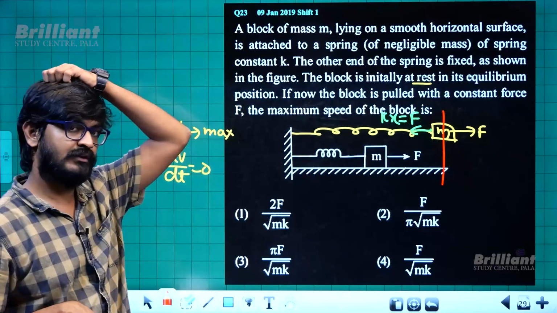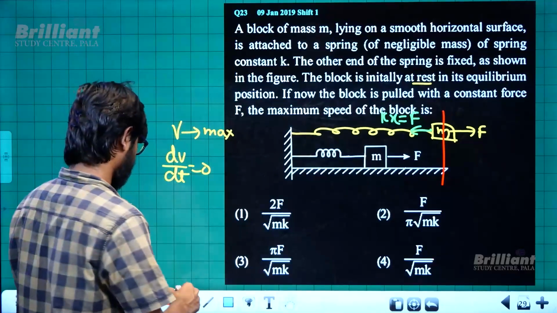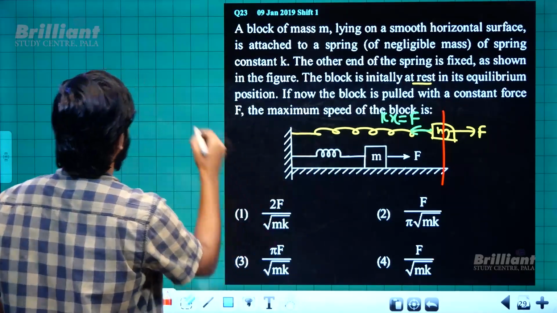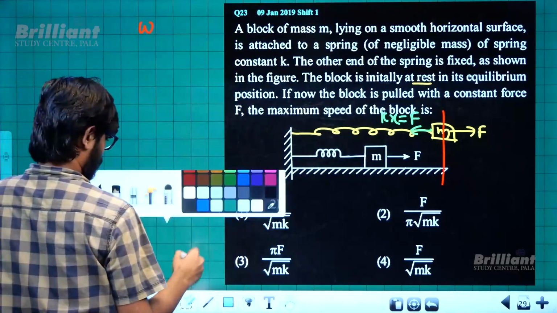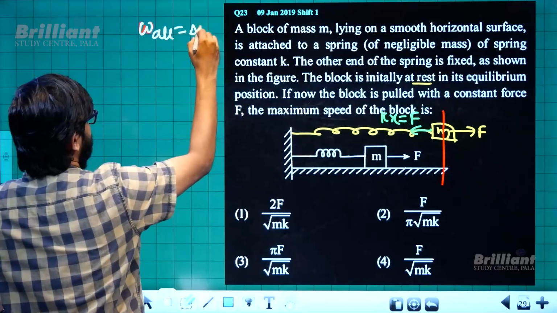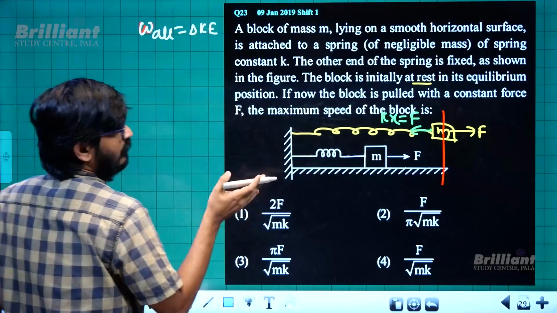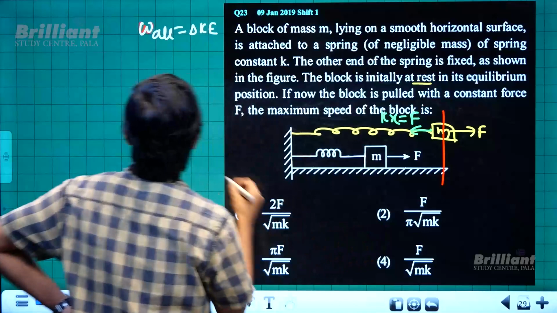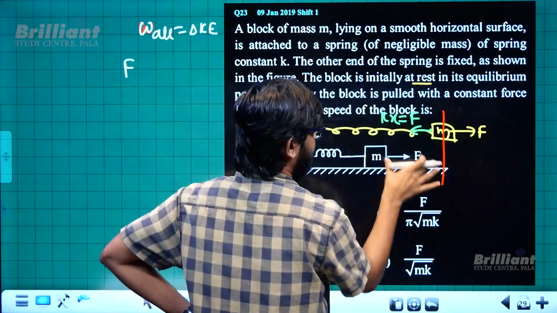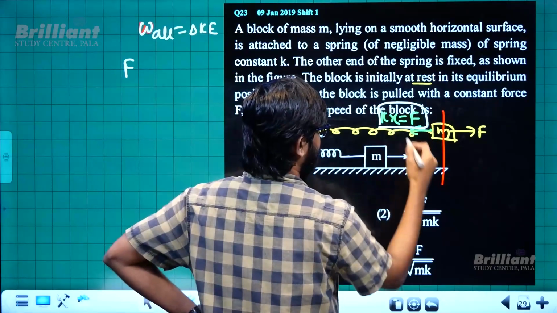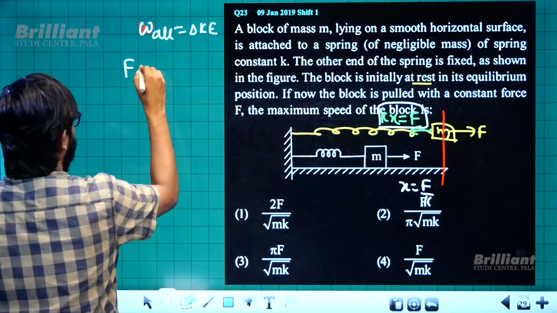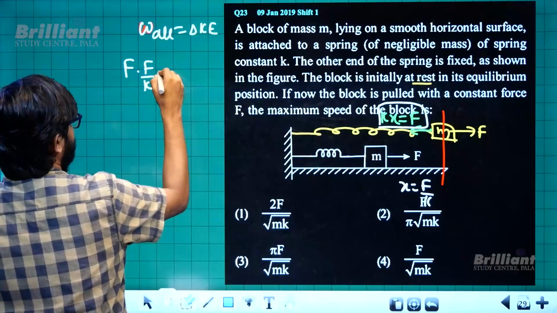Okay, I will be going with total work done equal to change in kinetic energy. Work done by all forces equals the change in kinetic energy. Now what is the work done by the applied force? Work done by the applied force is positive, right? Because force is in this direction, displacement is in this direction. Displacement is how much? Displacement is F by k. So what is the work done by that force? F into F by k.